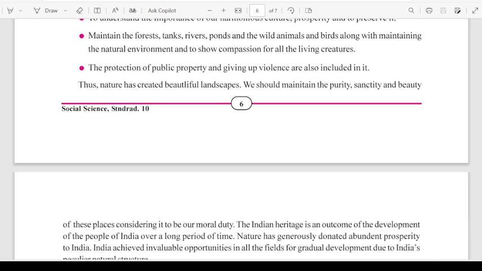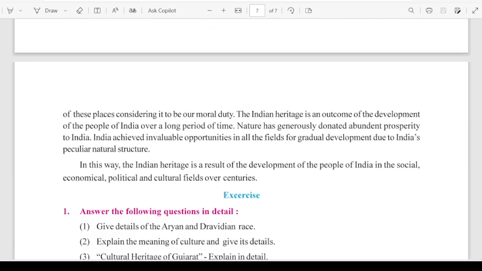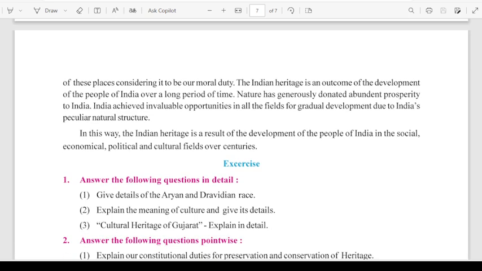Thus, nature has created beautiful landscapes. We should maintain the purity, sanctity, and beauty of the places, considering it to be our moral duty. The Indian heritage is an outcome of the development of the people of India over a long period of time. Nature has generously donated abundant prosperity to India. India achieved invaluable opportunities in all the fields for gradual development due to India's natural peculiar structure. In this way, the Indian heritage is a result of the development of the people of India in the social, economical, political, and cultural fields over the centuries.